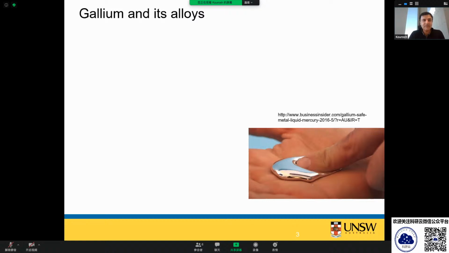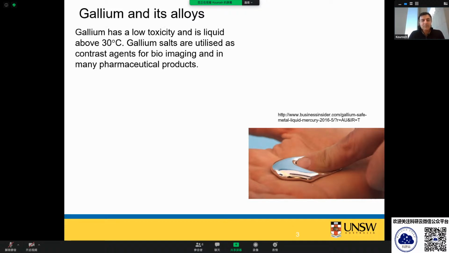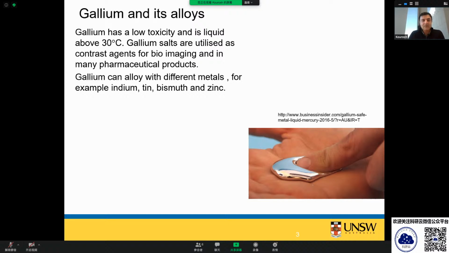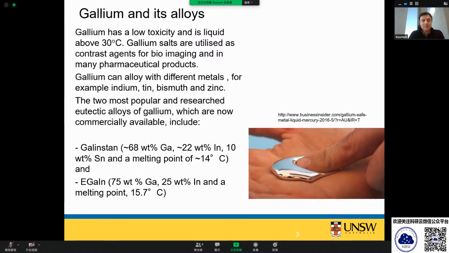Let's go back to the main representative of this group, gallium. The melting point of gallium is around 30 degrees. Basically, you put it in the palm of your hand, it melts because our hand is 36, 37 degrees. It can alloy other metals at high volumes, like indium, tin, bismuth, and zinc. Two of the most famous alloys of gallium are gallium-indium and EGaIn. EGaIn has 75% gallium, 25% indium. By adding indium, you increase the entropy of the alloy, and the melting point goes down to 15.7 degrees. The same, when you add tin, the melting point goes even further down.